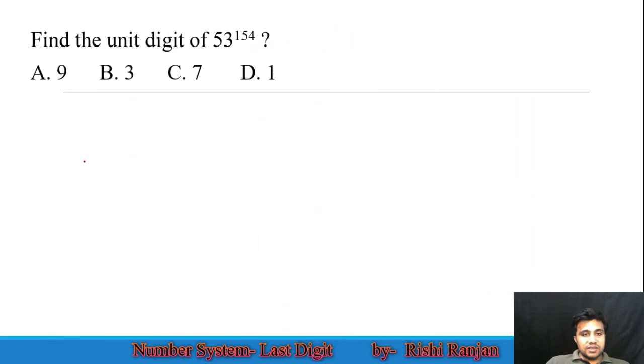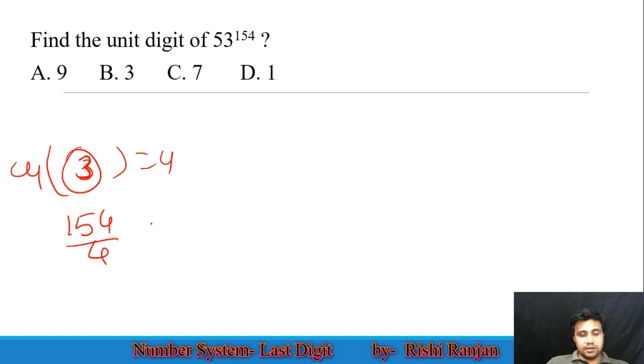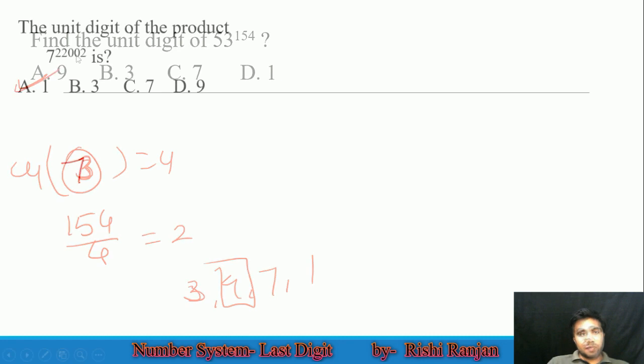154, last digit is 3. Cyclicity of 3 is equal to 4. So power divided by cyclicity, here the remainder is going to be 2. So the second one in 3, 9, 7, 1 is 9. So answer is 9.